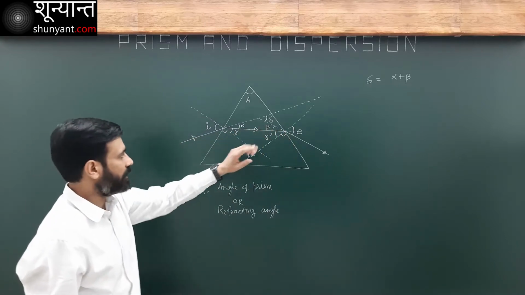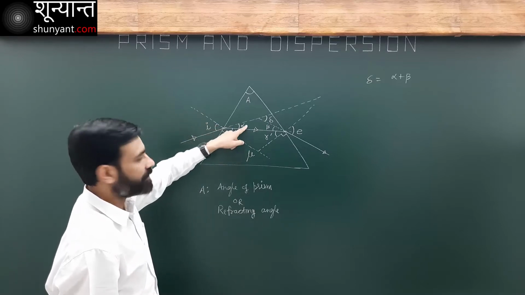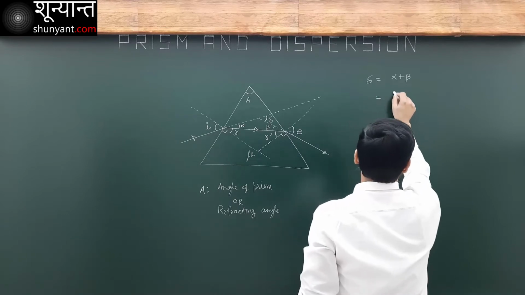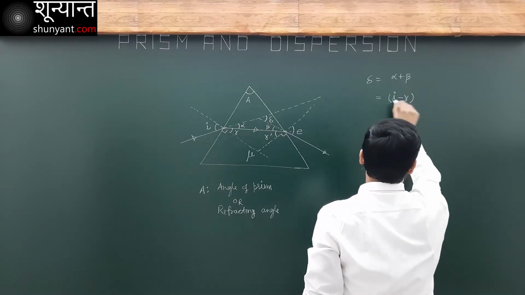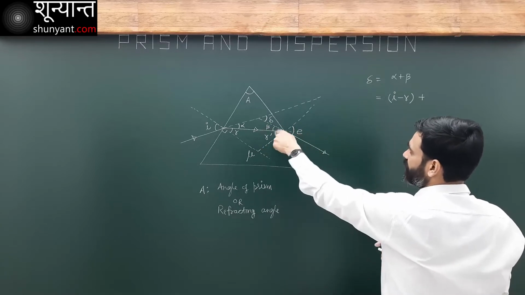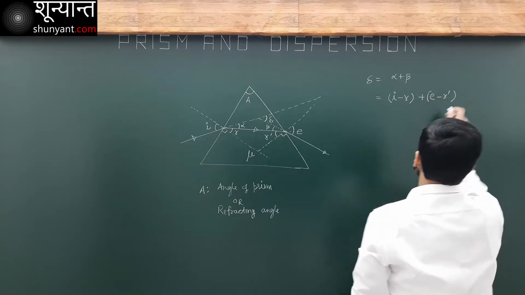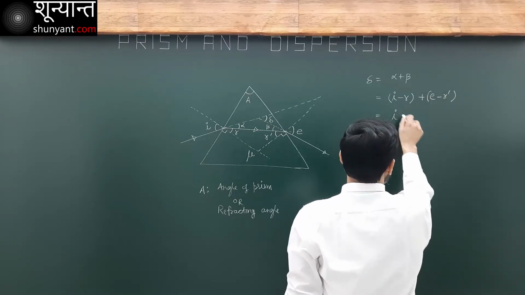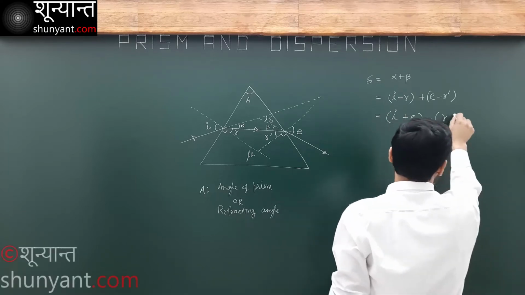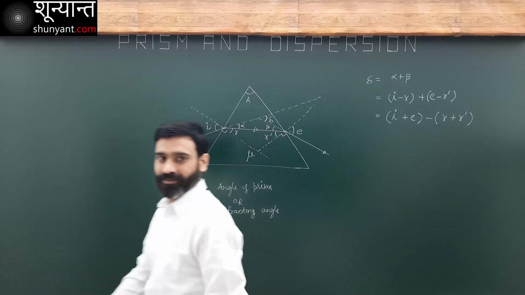R and R dash. Alpha, what is alpha? This whole thing is I, so alpha becomes I minus R. Plus beta: this angle will be E, and this whole thing is E minus R dash. This becomes equal to I plus E minus R plus R dash.